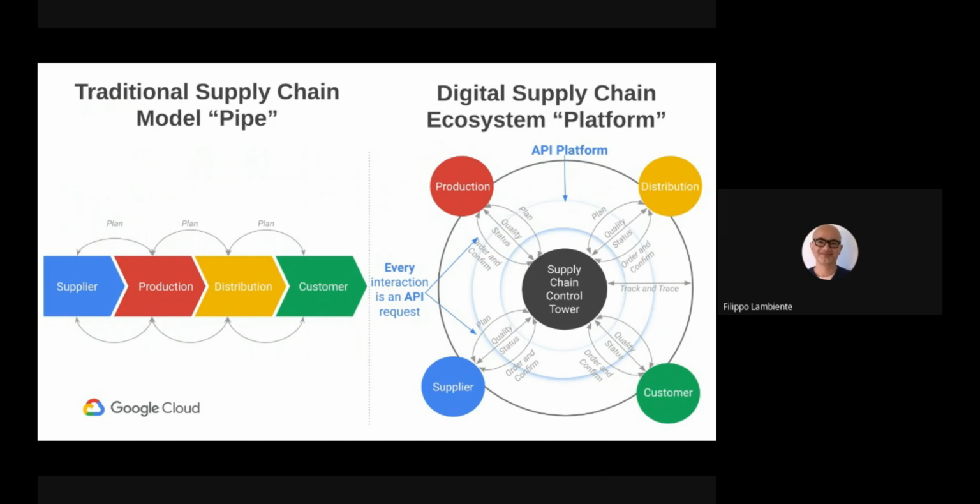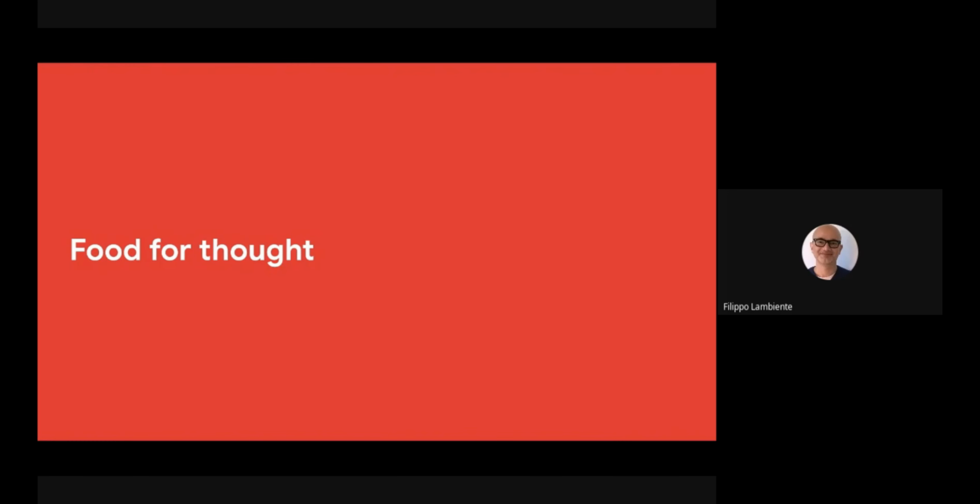The one on the right in these slides provides a much more agile and flexible supply chain that can adapt to the changes and to the requests of the market that surrounds that particular industrial cluster. Move to the last part.